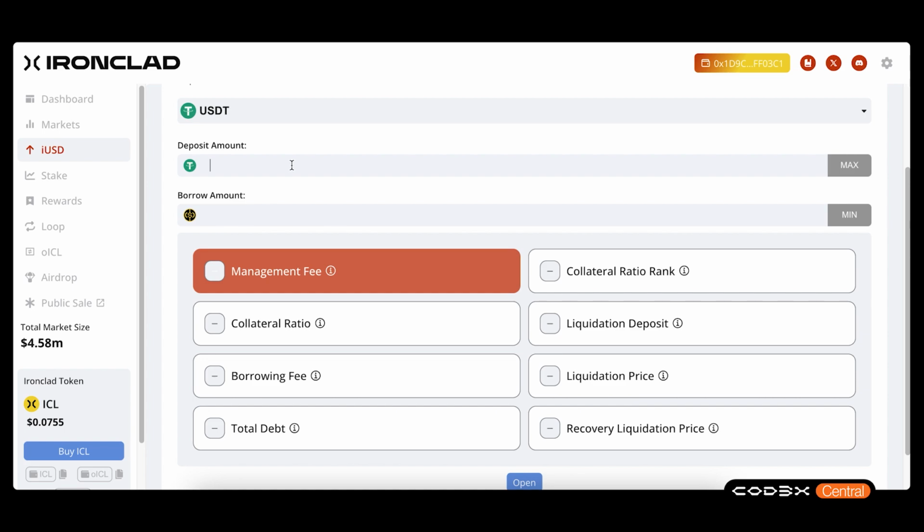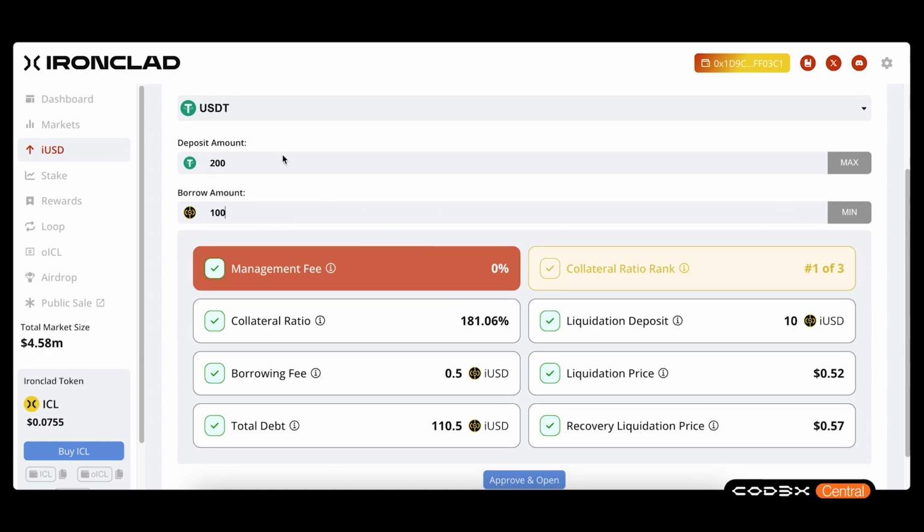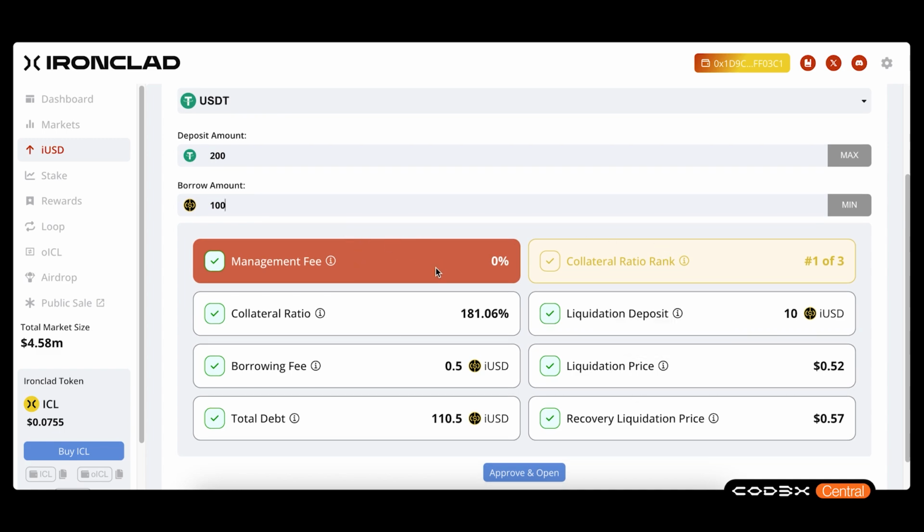So I'm just gonna do a mock position here. So let's go with that. And so looking at these, let's just go through them. So management fee, the first one, this is going to be 0% for any non-interest-bearing collateral. So USDT does not accrue interest. USDC, ETH, any collateral, any asset that does not inherently accrue yield, the management fee is going to be 0. So you don't have to worry about that if you're dealing with that.